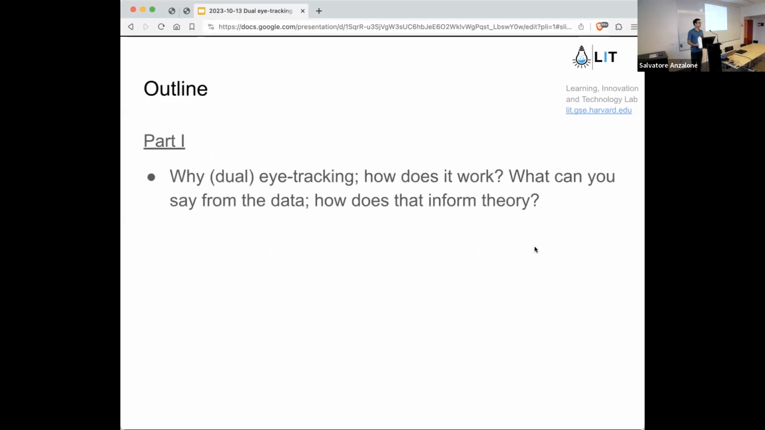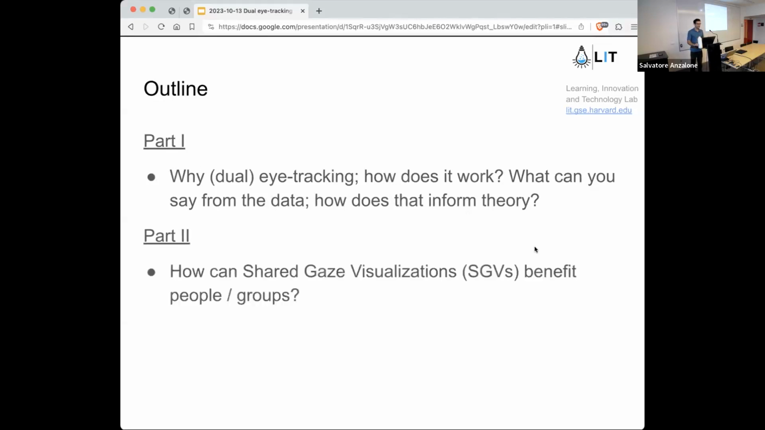And in the first part, I'm going to talk about how does that work, how can you collect and process the data in meaningful ways, what can you say from it, and how does that inform theory about, for example, collaborative learning. In the second part, I want to go beyond just describing what students and groups of students do, and I want to talk about how we can design interventions to actually support them. And that's going to involve an intervention known as a shared gaze visualization.